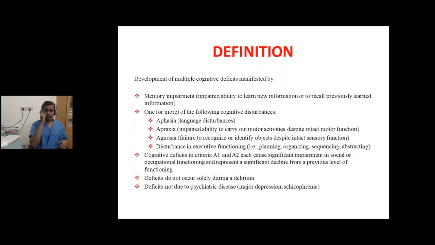So regarding dementia, dementia is defined as any memory loss, any forgetfulness, which is associated with either one of aphasia, language disturbance, apraxia, impaired ability to carry out motor activities, agnosia, the failure to recognize or identify objects, and any disturbance in executive function in the form of planning, organization, sequencing, and abstracting. And it should not be due to delirium, and it should persist for more than 3 months. Then only we will evaluate a definition with exclusion of any other systemic or psychiatric possibility.